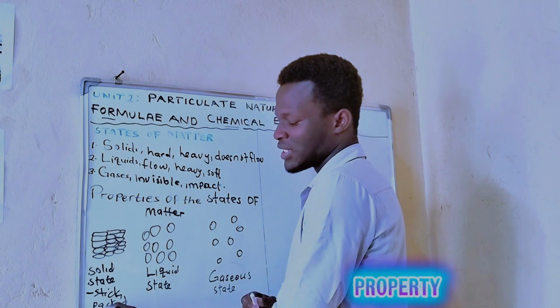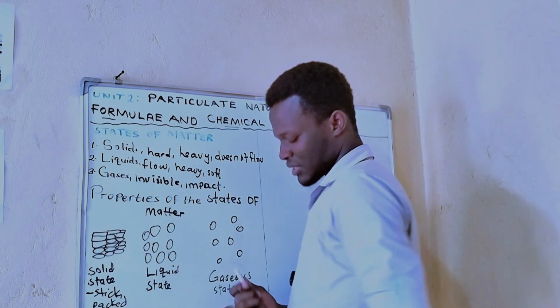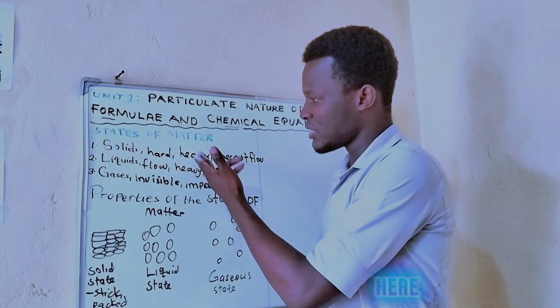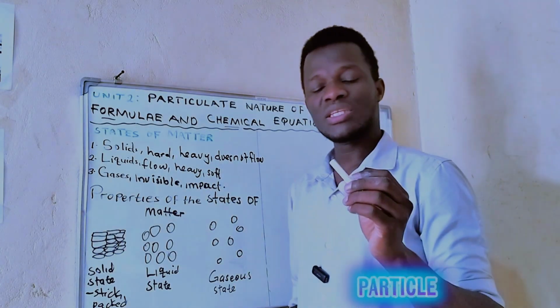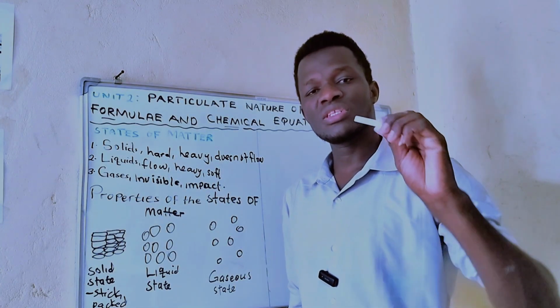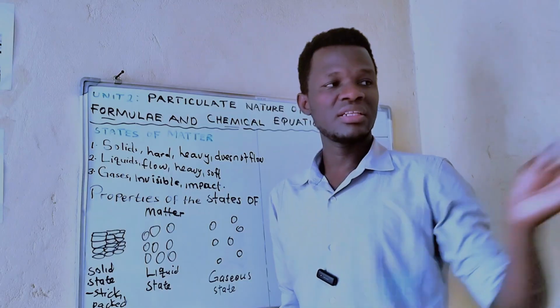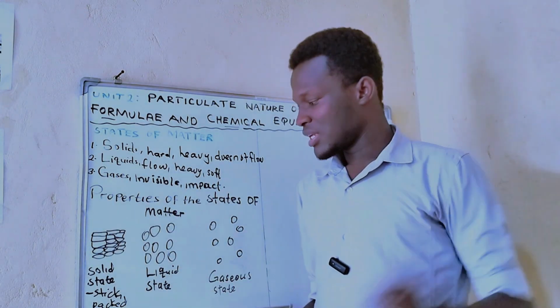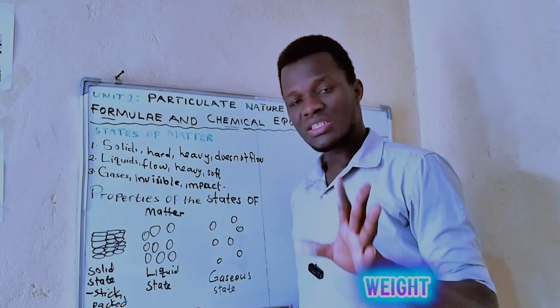Second property, we say it's hard. I just use the word hard because I explained it up here before. Now, any solid particle is hard. Take this, you press on it, it's hard. Anything you take, the camera I showed you earlier, it's hard. Anything in solid form has weight.